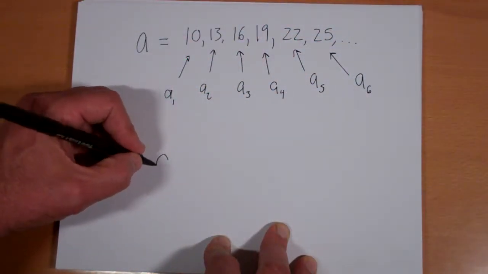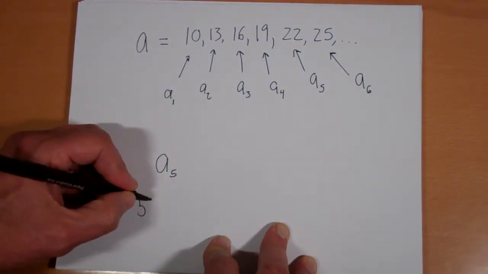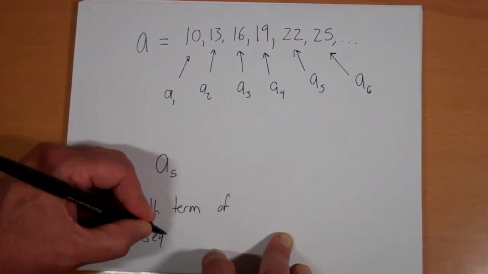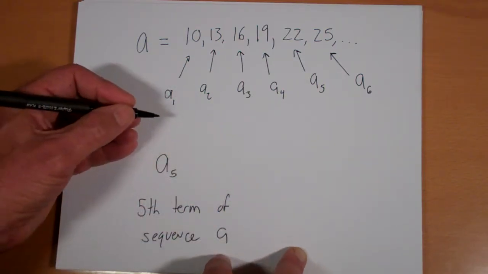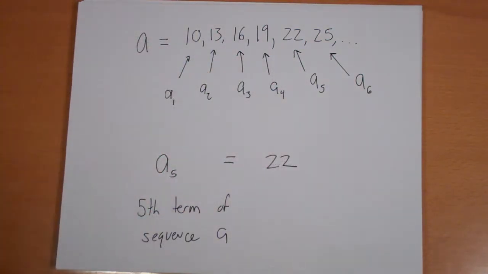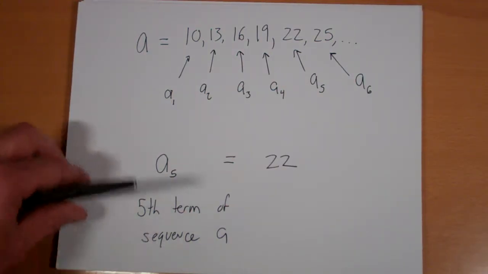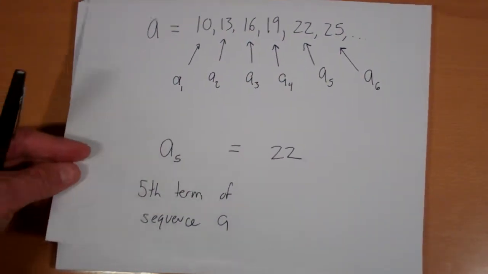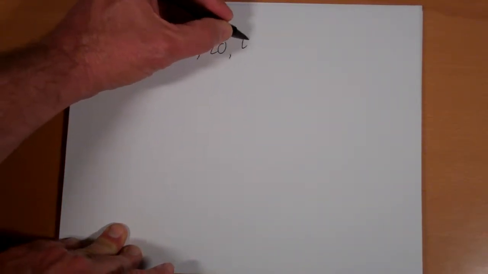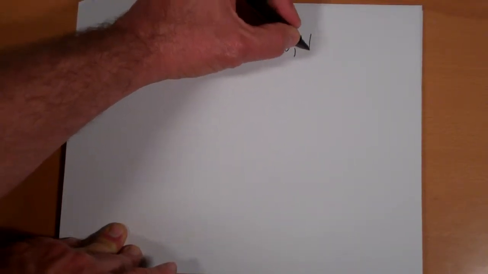A6. So the way we read that is A5 is the 5th term of sequence A, and it's equal to the quantity 22. That's the idea of a sequence. We often use A, we don't have to. You could have another sequence, we could call it B. B is equal to, let's do this one, 10, 20, 40, 80, 160.